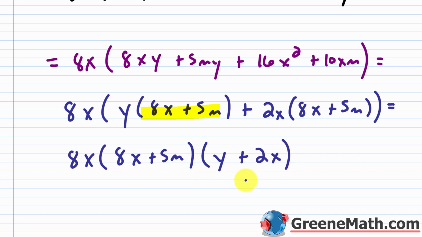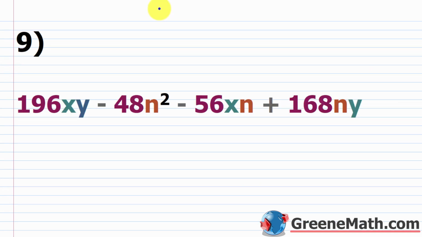So again, always check for additional factoring. We don't have any. So we'll have 8x times the quantity 8x plus 5m times the quantity y plus 2x. Okay, let's look at problem number 9. So we have 196xy minus 48n squared minus 56xn plus 168ny.